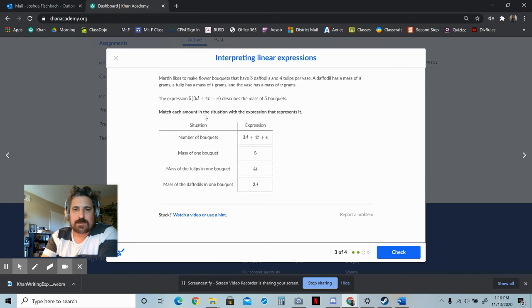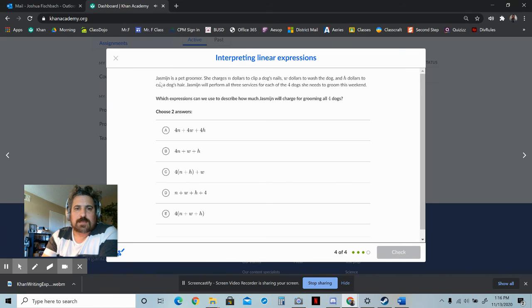Match each amount in the situation with the expression that represents it. So the number of bouquets, that's 5. Mass of one bouquet, that's the quantity inside here, 3D plus 4T plus V. Mass of tulips in one bouquet, mass of the tulips would be 4T. And the mass of the daffodils in one bouquet, that would be 3D. That's it.